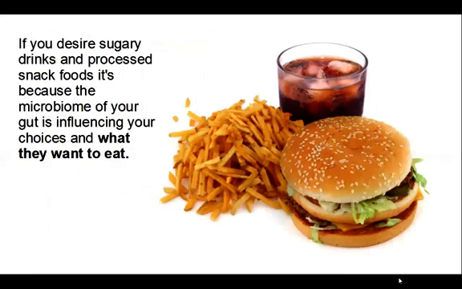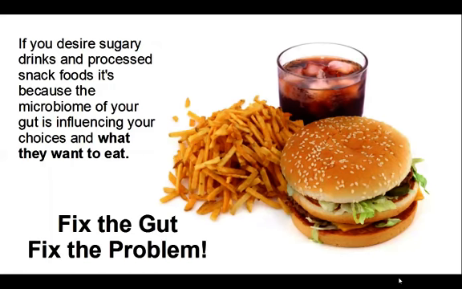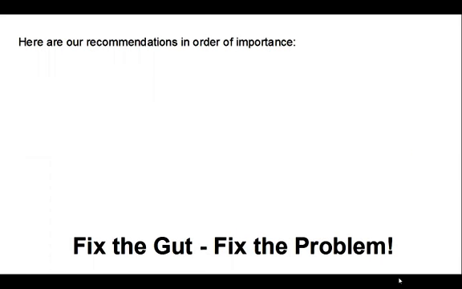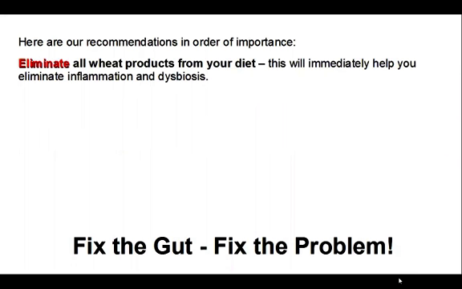If you desire sugary drinks and processed snack foods, it's because the microbiome of your gut is influencing your choices and what they want to eat. You fix the gut, you fix the problem. Here are our recommendations in order of importance. First, eliminate all wheat products from your diet. This will immediately help you eliminate inflammation and dysbiosis.